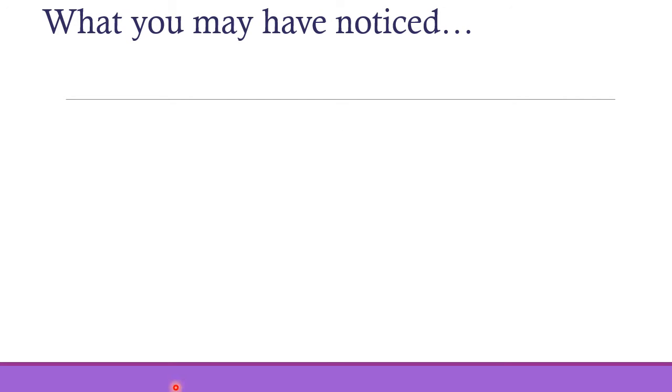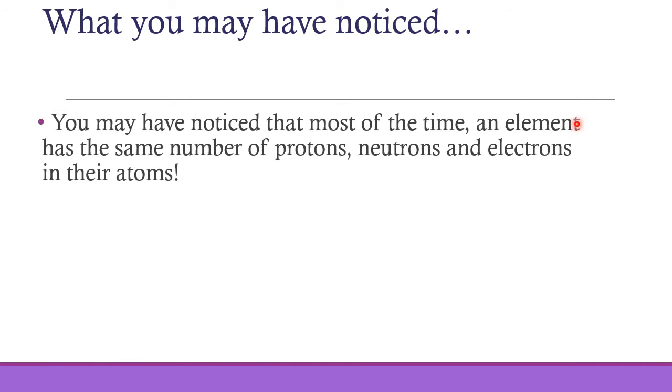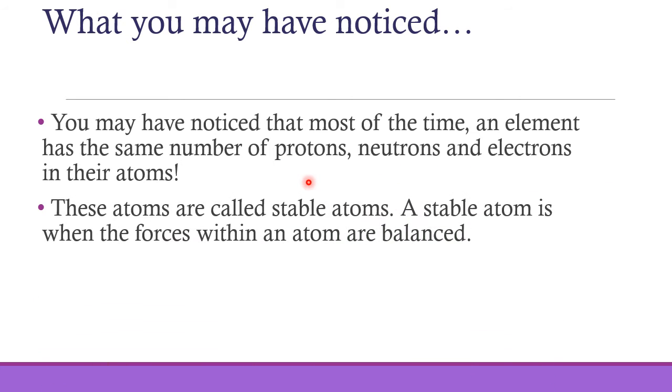Right, what you might have noticed is that for the majority of the time, an element has the same number of protons, neutrons, and electrons in their atoms. These atoms are what we call stable atoms. A stable atom is when the forces within an atom are balanced. So the forces keeping the protons, neutrons, and electrons are the same because the number of protons, neutrons, and electrons in the atoms are the same.